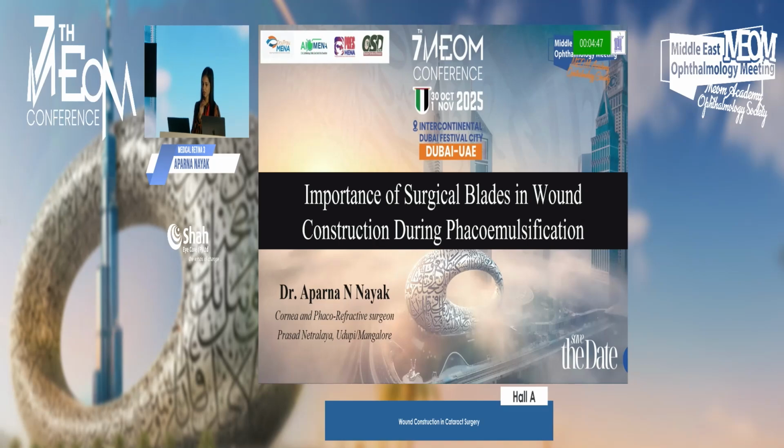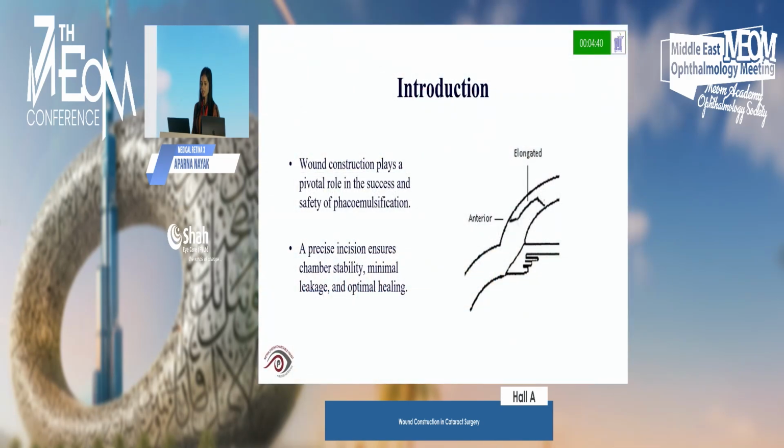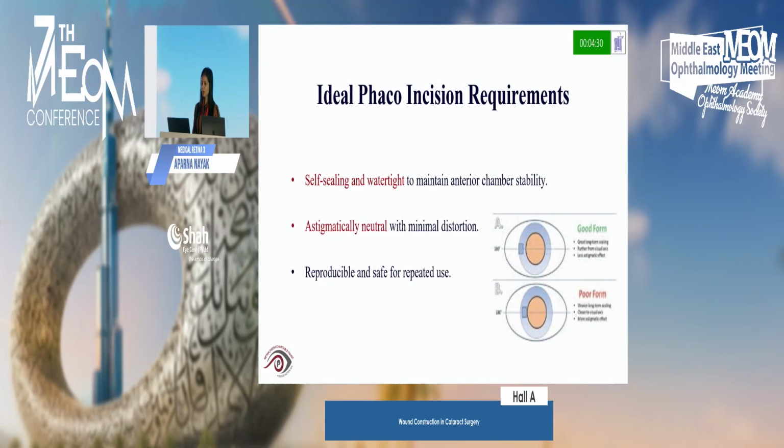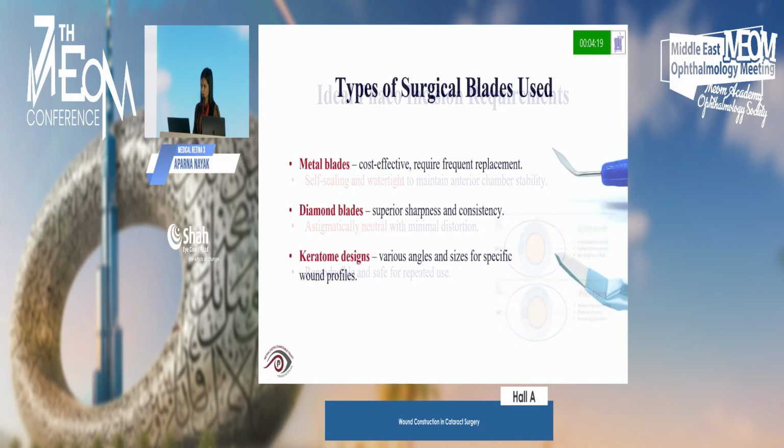Sorry about that. So yeah, I'll be talking on the importance of surgical blades in wound construction in phacoemulsification. Wound construction plays a very important role in the success and safety of phacoemulsification. Precise incision ensures chamber stability, minimal leakage and optimal healing. The ideal phaco incision should be self-sealing and watertight, astigmatically neutral with minimal distortion, and reproducible and safe for repeated use.